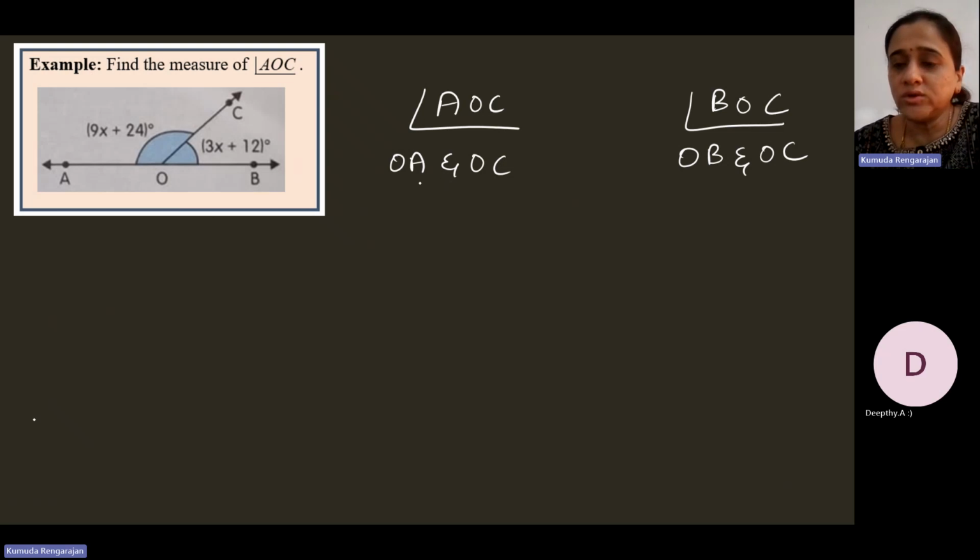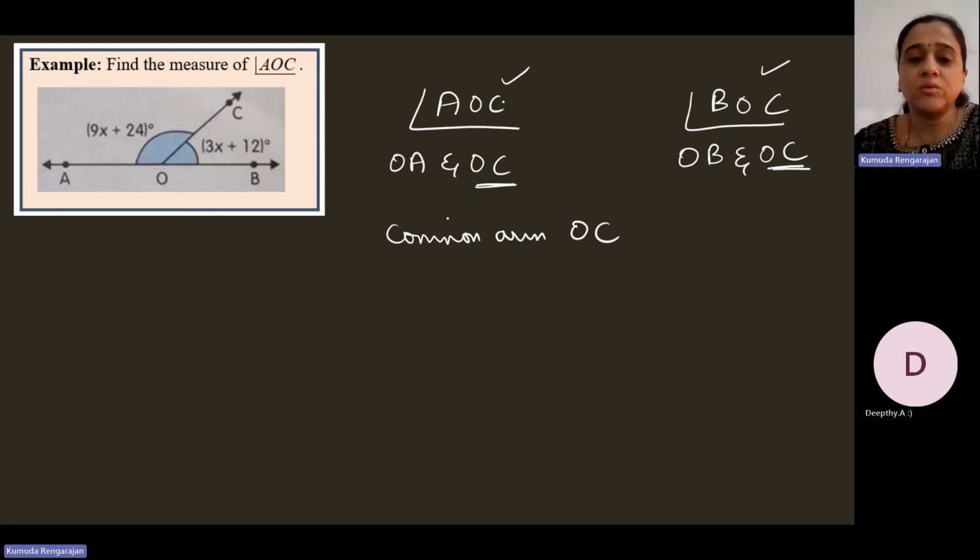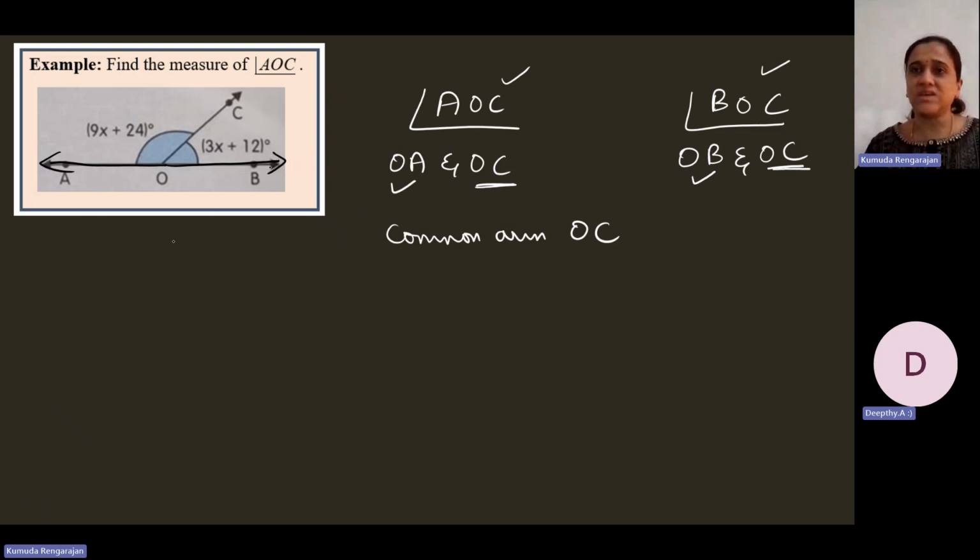So now, do the two angles have a common arm? Yes, ma'am. OC is the common arm. So these two are the non-common arms, OA and OB. In this figure, how are the non-common arms OA and OB presented? They lie on either sides. They don't lie on the same side of the common arm. They lie on opposite sides of the common arm.